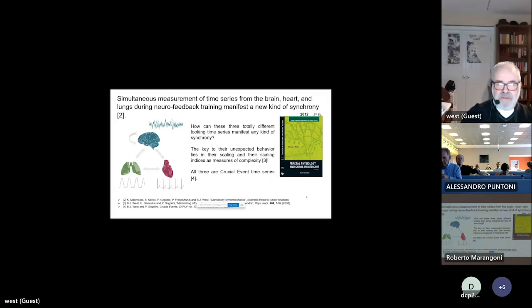And so, recalling that the scaling indices are measures of complexity, since mu, the inverse power law for the time interval between crucial events, determines a fractal dimension, which in fact determines the complexity of the underlying process. What we show is that all 3 are crucial event time series. That for the brain, the heart, and the lungs. And we use that information to draw some rather remarkable conclusions.